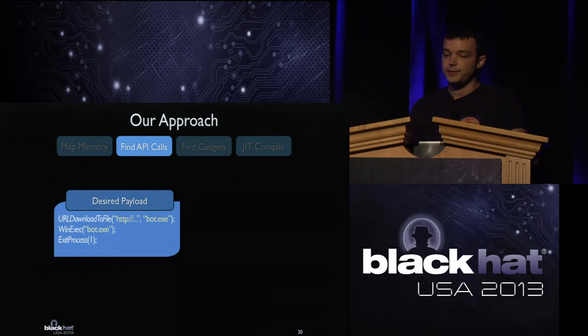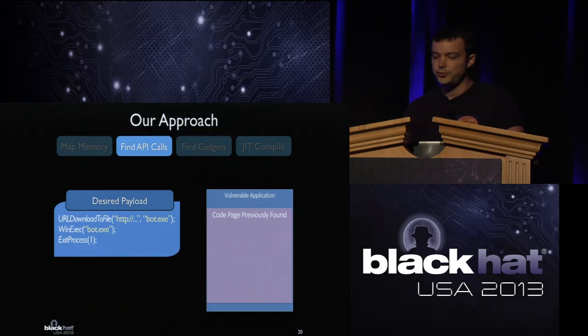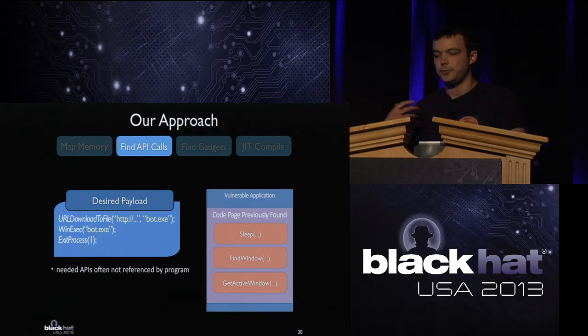Now that we have all the pages that we need, the next step is to look at API calls. Now consider that the adversary might want to write a payload like this. And this is your classic download a file from the web, then execute it, and try to cleanly exit the process payload. The problem is, when we're iterating over all the code pages in memory, what we usually find is something like this. We see a lot of just standard Windows function calls, and often these function calls we find while iterating over the code pages don't match up at all to what the adversary wants to actually use in their payload.